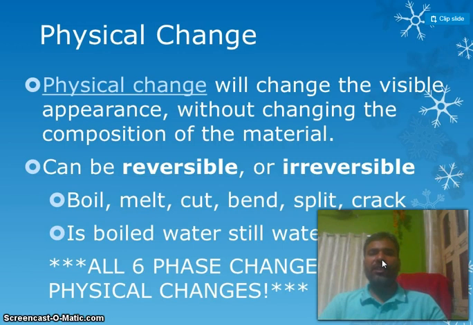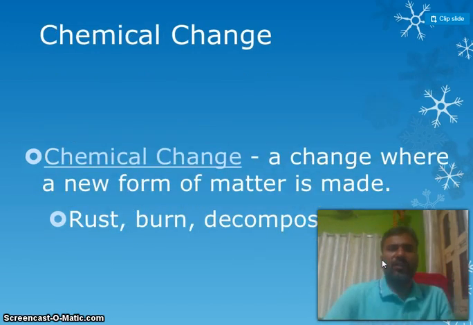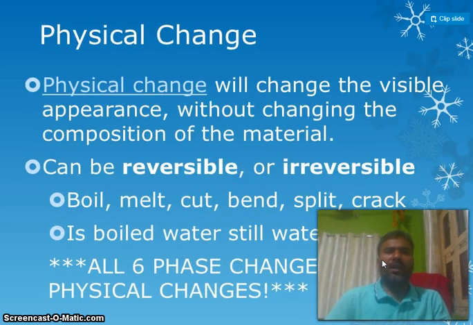Now physical change. A physical change will change the visible appearance without changing the composition of the materials, right? It can be reversible or irreversible. Both are possible. Boil, melt, cut, bend, split, crack. Is boiled water still water? All six phase changes are physical changes.